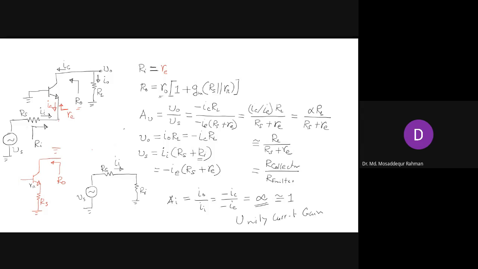Compared to the common collector, which has a unity voltage gain, common base has a unity current gain. That's the current gain. Any questions, guys? Did you get the idea of how to analyze the circuits directly on the circuit itself without drawing the small signal equivalent circuits, right?